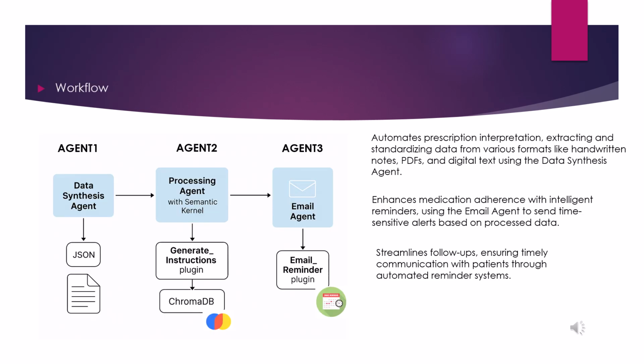Workflow for the tool ApexSense. It uses a data synthesis agent, which takes input and outputs structured data in JSON format. Step 2, a processing agent powered by Semantic Kernel receives the JSON and uses a generate instructions plugin to produce instructions, potentially interacting with a vector database called ChromaDB for memory. And the third agent is an email agent, which receives information from the processing agent and uses an email reminder plugin to send email notifications. In essence, it's a data processing pipeline where data is structured, intelligently processed with AI, potentially using memory, and then used to trigger email reminders.